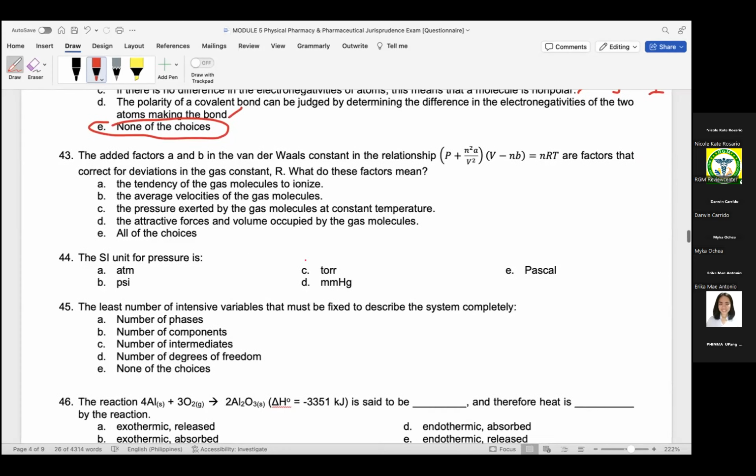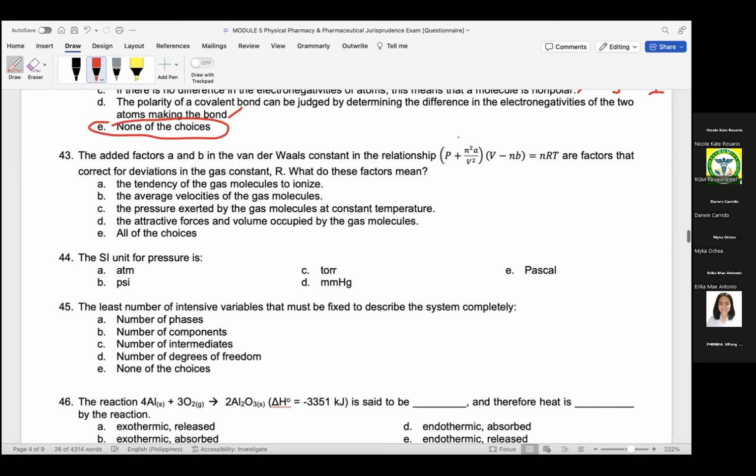Number 43, the added factors A and B in the van der Waals constant in the relationship of this equation are factors that correct for deviation in the gas constant R. What do these factors mean? The correct answer is letter D, the attractive forces and volume occupied by the gas molecules. Why? Because this is the real gas equation. Remember, in real gas equation, bumababa ang temperature, tumataas ang pressure. Pag bumaba ang temperature, nagiging liquid. Nagiging liquid ang gas. So nagkakaroon ng volume and then nakakaroon ng attractive force yung mga gas molecules.